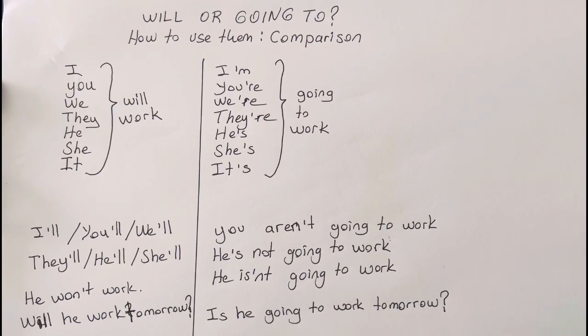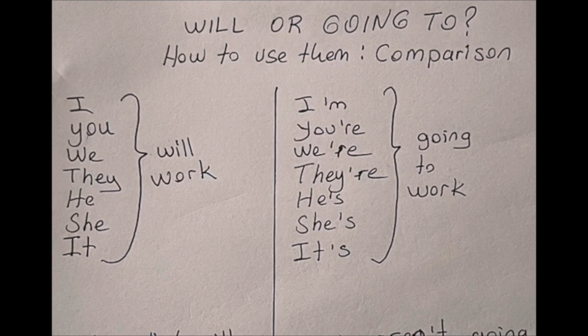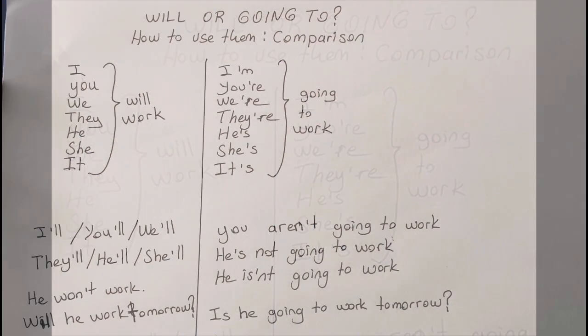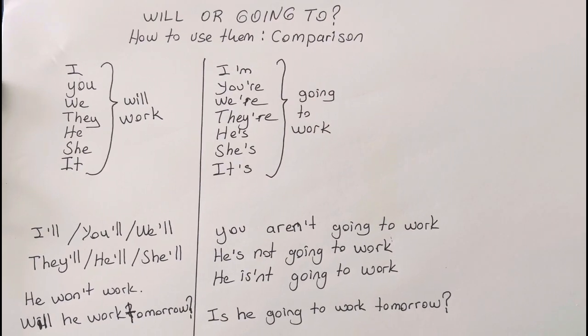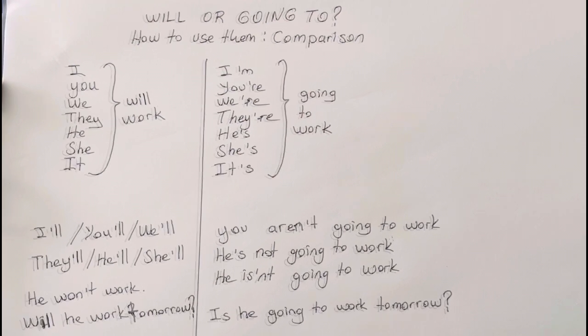But most of the times, if it is informal, then we don't say all of that. We use a contraction. We say I'll instead of I will. I'll work. You'll work. We'll work. They'll work. He'll work. She'll work. And it'll work.